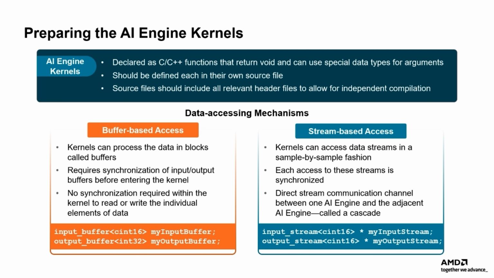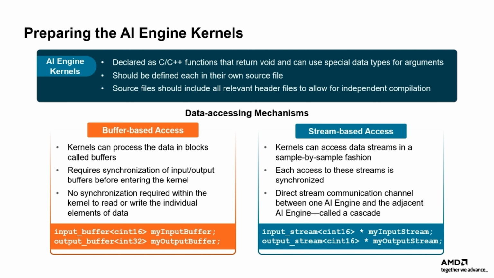Let's look at buffer-based access. From the kernel perspective, incoming blocks of data are called an input buffer, which is defined by the type of data contained within that buffer, and outgoing blocks of data are called an output buffer. By default, the synchronization required to wait for an input buffer of data or to provide an empty output buffer is performed before entering the kernel. There is no synchronization required within the kernel to read or write the individual elements of data. In other words, the kernel will not execute unless there is a full buffer available.